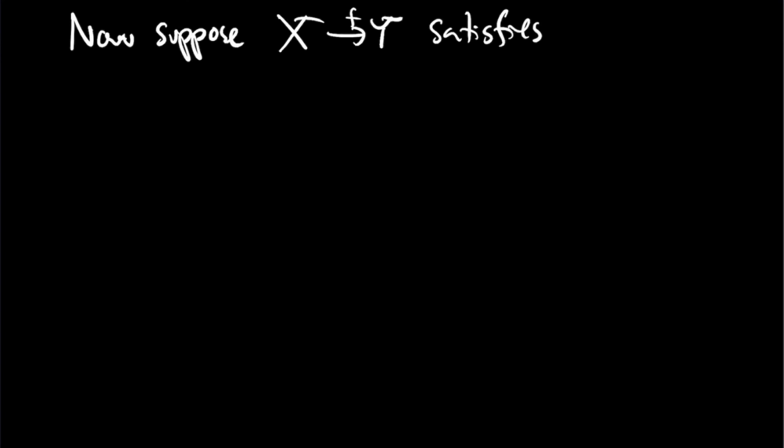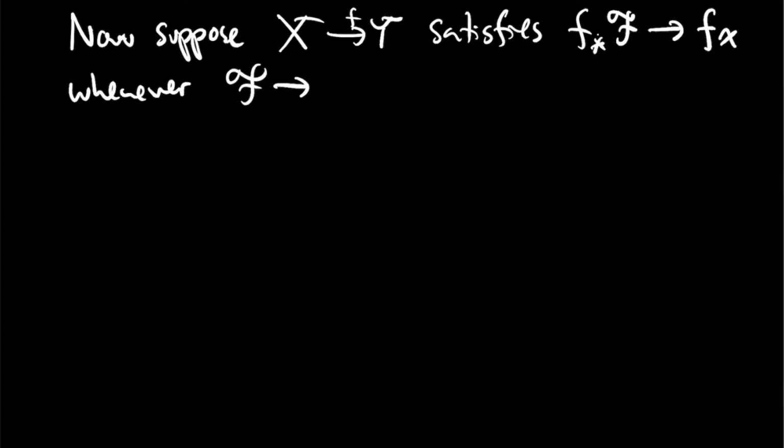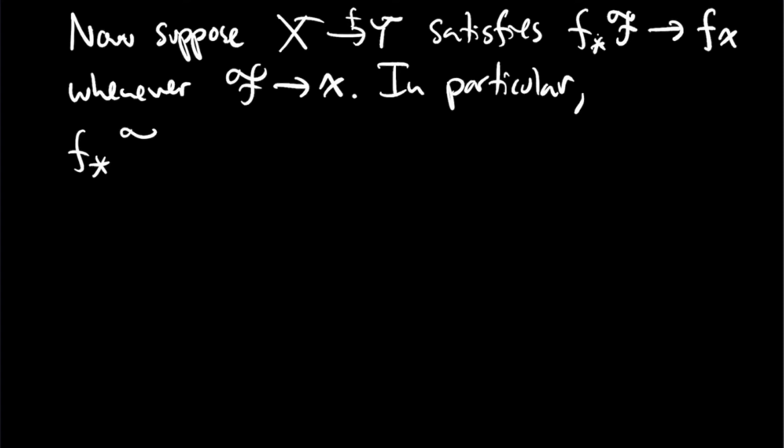To prove the other direction, suppose that you have a function with the property that the push-forward of a filter converges to f of x whenever the original filter converges to x. In particular, the neighborhood filter of a point little x converges to little x. So its push-forward converges to f of x. And this means that the function f is continuous.